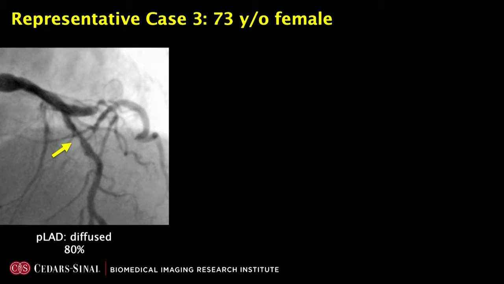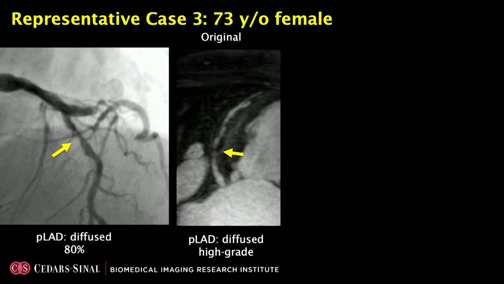One more case, in this patient, 73 years old female, we can actually observe a diffuse disease in the proximal LAD lesion with one particular high-grade stenosis. And this was observed also on the original MR angiography.